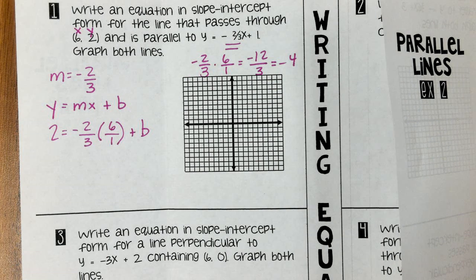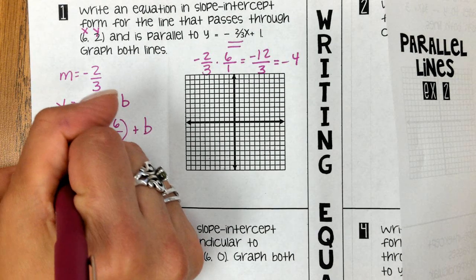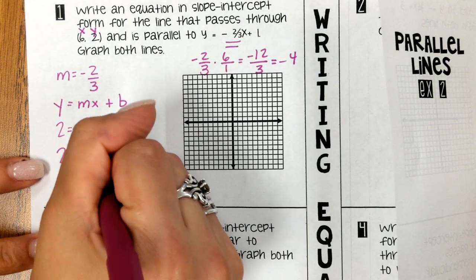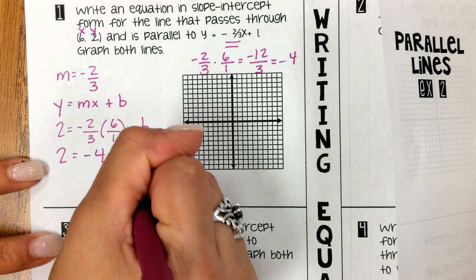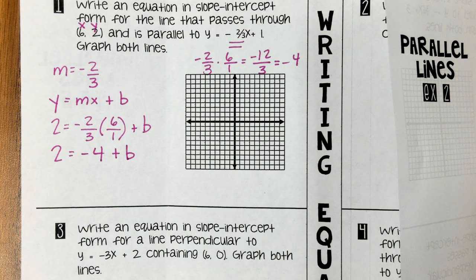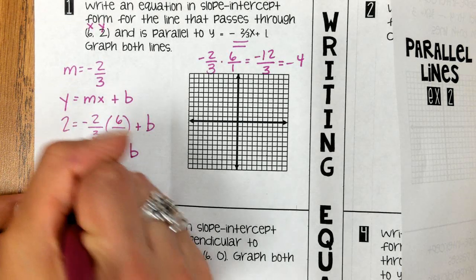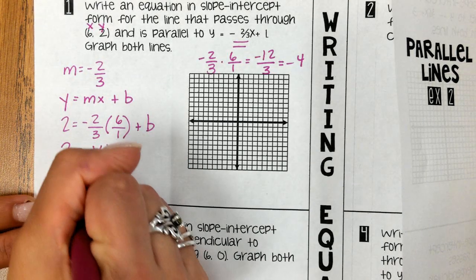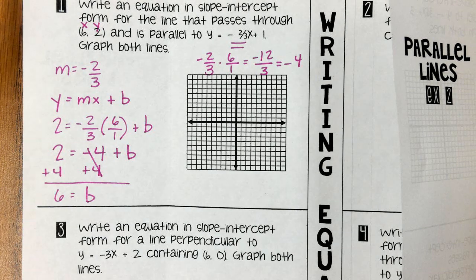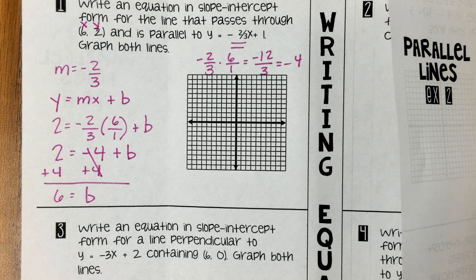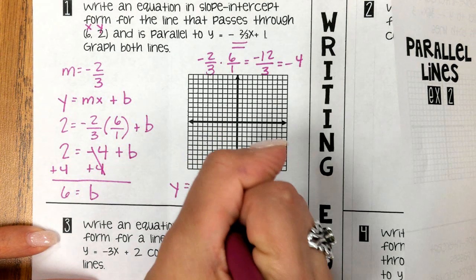So now I'm going to rewrite my equation as what? 2 equals negative 4 plus B. Very good. Now I need to add 4 to simplify my expression. We get 6. Very good. All right, so I got my slope. I have my y-intercept. How am I going to write this out? Y equals negative 2/3 x plus 6.